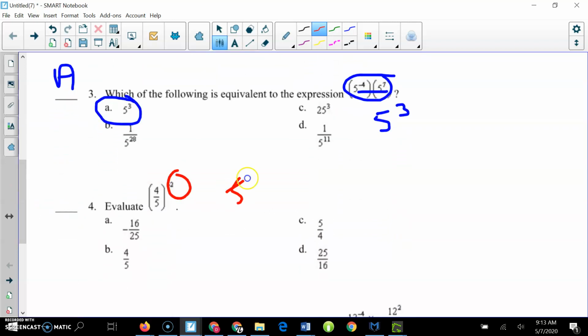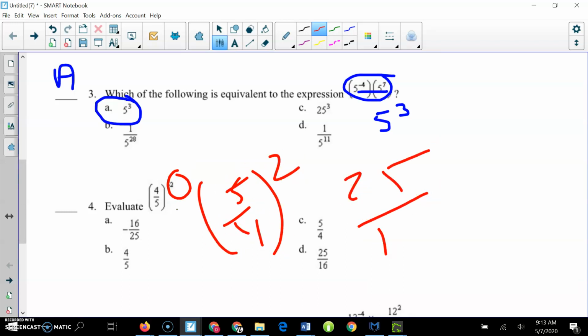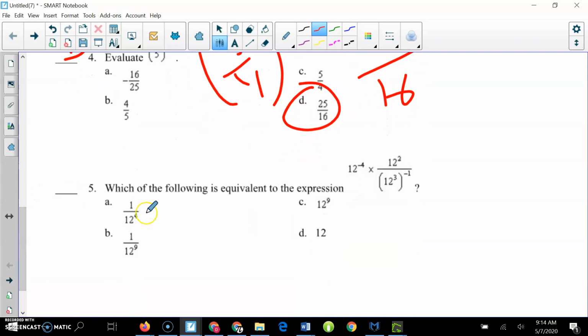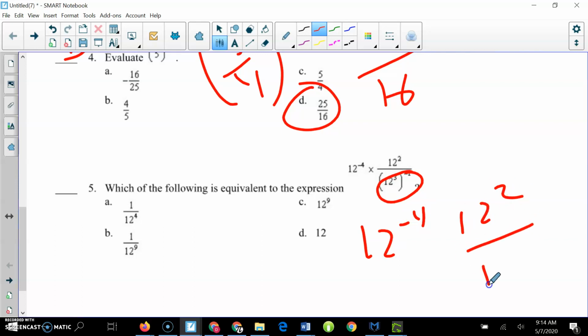Negative, flip, and then go from there. D. Okay, square the top, square the bottom. We're going to clean this guy up, and we'll get, let's deal with this first. So we got 12 minus 4, 12 squared, 12 minus 3. Make sure I didn't, there, yep. And so that'll be 4.